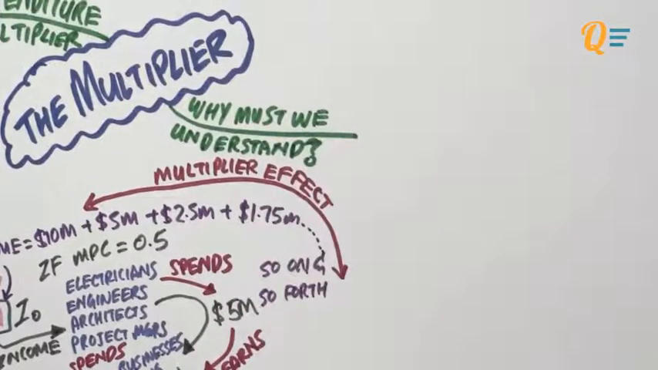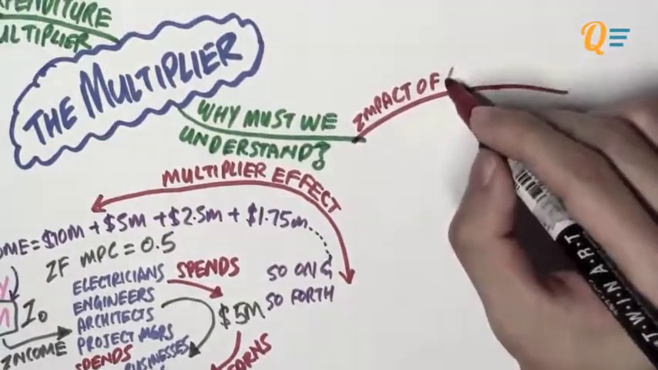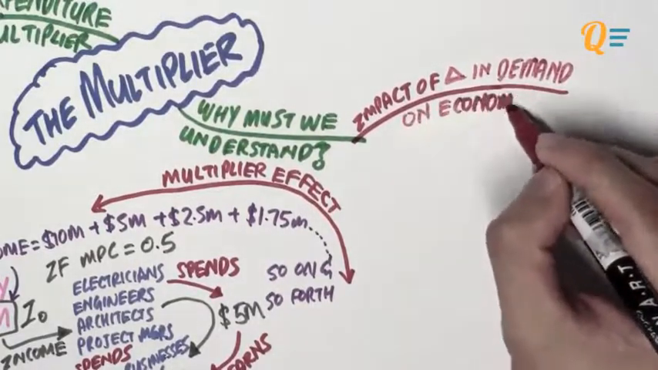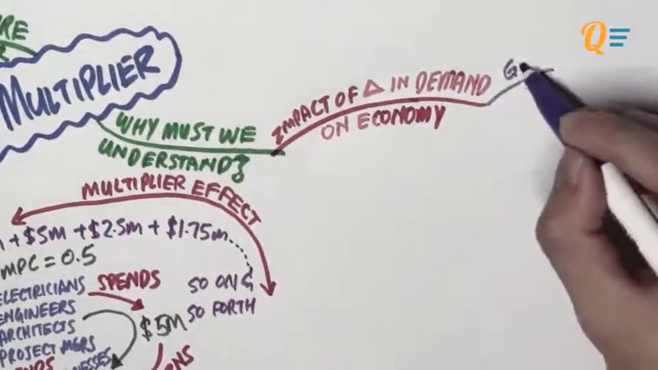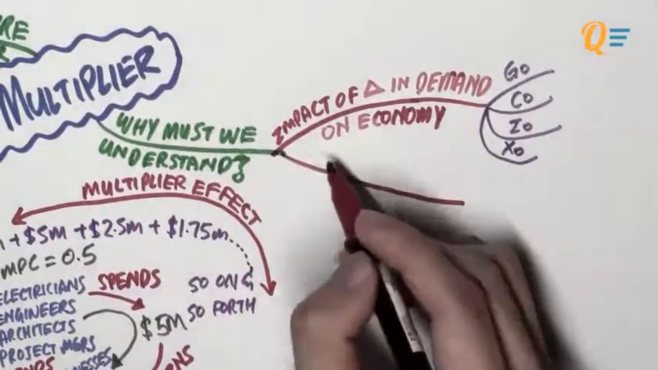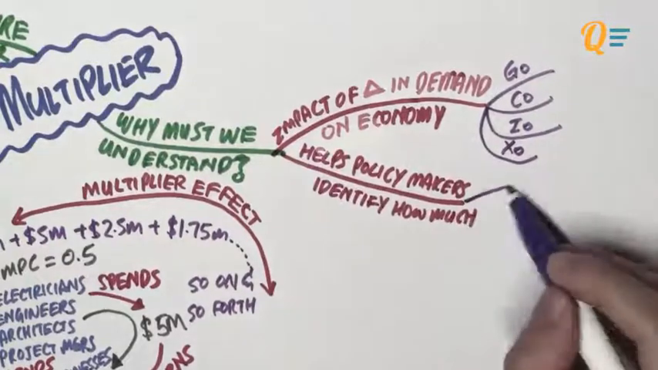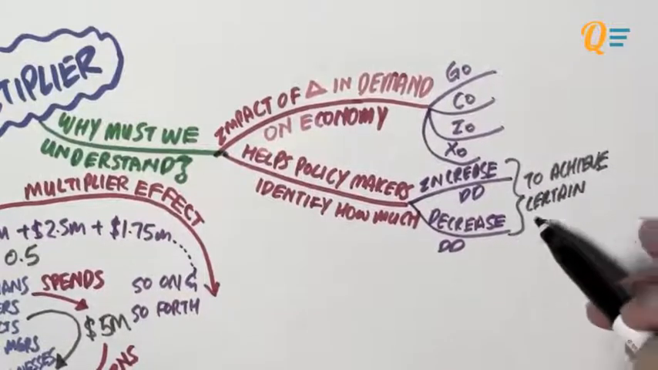So the next question is, why do we have to understand the multiplier well? Well, it is because by understanding the multiplier well, we can actually identify what would be the impact of a change in demand on an economy. So demand here actually refers to your aggregate expenditure. Things like your government spending, your autonomous consumption, investment, as I've seen earlier, as well as autonomous exports. It also helps policymakers to identify how much they have to increase that kind of demand or decrease the demand to achieve certain goals.